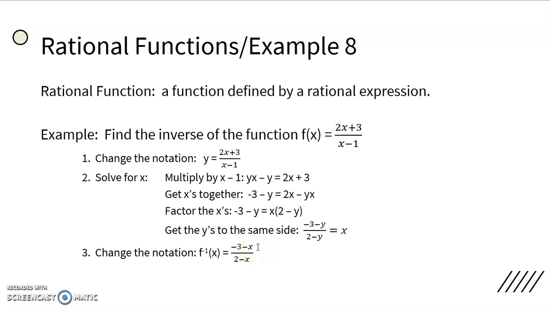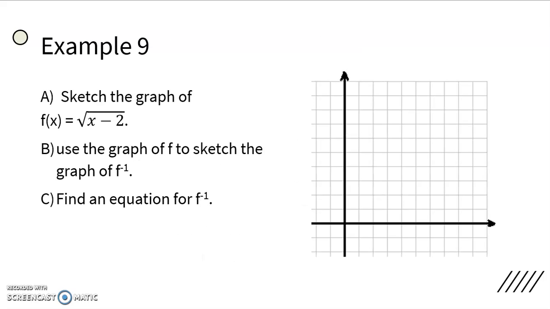f inverse of x is negative 3 minus x over 2 minus x. Now, you can switch the order of this and have negative x minus 3. It doesn't really matter. But that is the inverse of our original rational function. So we have one last example, and that deals with graphing and looking at how the graph is produced for an inverse. In example 9, it says sketch the graph of f of x equals the square root of x minus 2. So we're going to start with that.